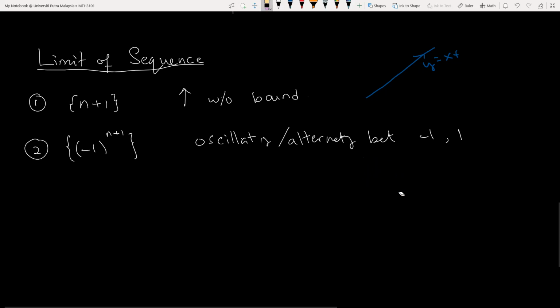Okay, let's see the third example. Let's say the third example, and this will be our last example. 1 plus -1/2 to the power of n.